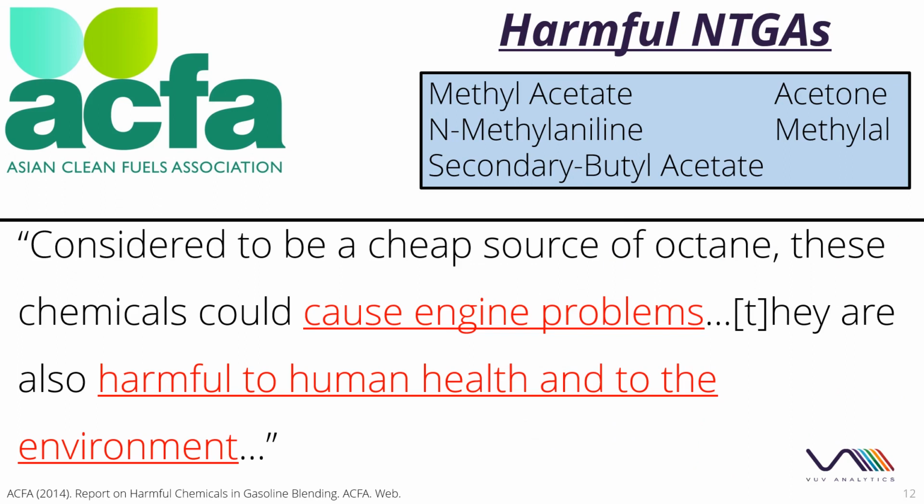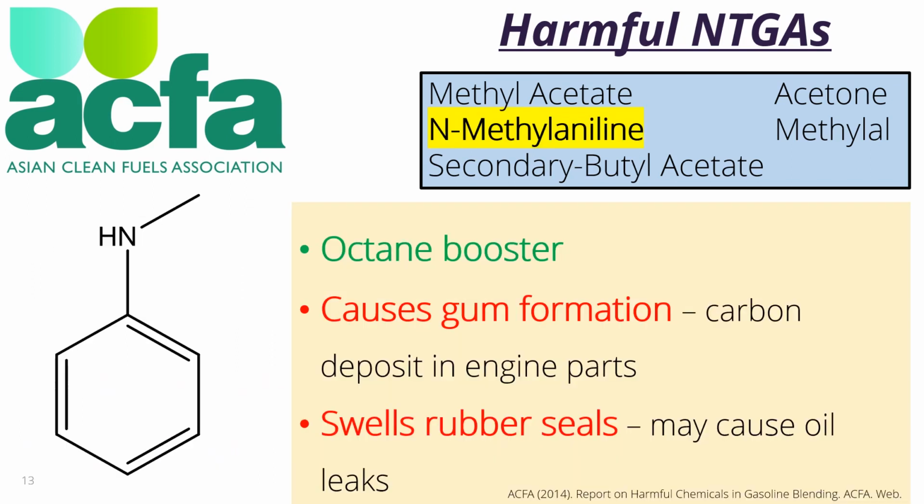But on the other side of the coin, we have some problems that we have to address as well when it comes to new additives. For example, in 2014, the Asian Clean Fuels Association released this list of 5 compounds that they were starting to see in gasoline that were being problematic. They're added because they can increase the octane rating, which is, again, a good thing, but they also have some cons as well, namely that they cause engine problems, human health problems, and environmental problems. And of course, these are things we want to avoid, especially as environmental conditions are becoming more of an important issue. And so just as an example, we can look at N-methyl-aniline here.